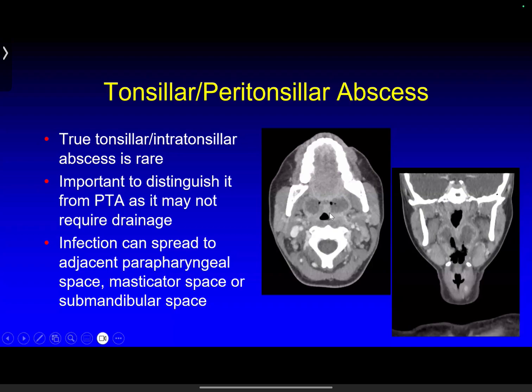So here is a patient who came in with sore throat, and you can see these rim-enhancing fluid collections within bilateral tonsillar fossa. And on the coronals, it was felt that these involved the entire meat of the palatine tonsil. And so these were intratonsillar abscesses, and this patient was successfully treated with IV antibiotics. Either way, infection can spread to the adjacent parapharyngeal space, the masticator space, or the submandibular space.